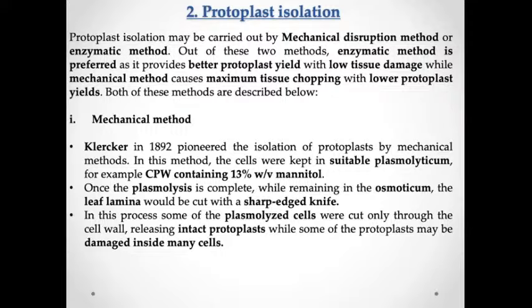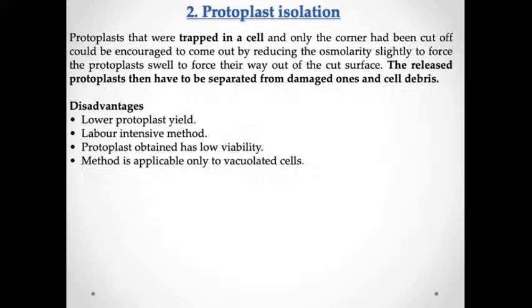After cutting, some of the plasmolyzed cells were also cut through the cell wall, releasing the intact protoplast, while some of the protoplasts may be damaged inside many cells while cutting by hand. So this can sometimes damage our plant cells, which is not a good way to go. The released protoplasts then have to be separated from the damaged ones and cell debris, so you need some separation step at the end of your experiment.